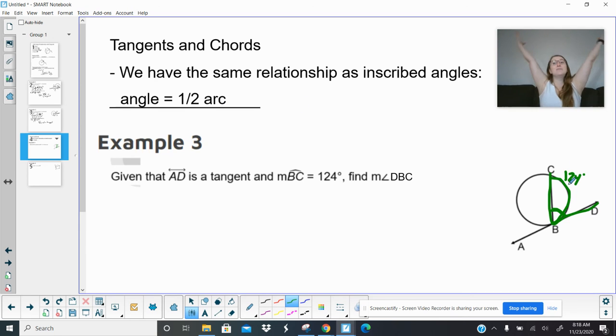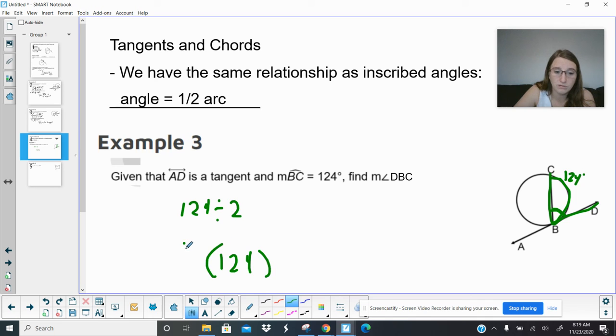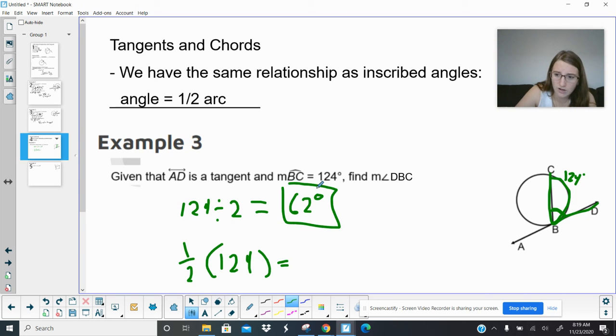Because again, I have the big arc, I want the small angle, my answer should be smaller. So I'm going to take 124 and divide by 2. If you did 124 times a half, you're going to get the same thing. So that's going to be what, 62? And there's our answer. And that's correct. We can look at our picture here. We have the big arc. The angle is smaller. We did this correct. Big open arc down to a little baby angle. Keep that in mind for how you know which one needs to be bigger and which one should be smaller.